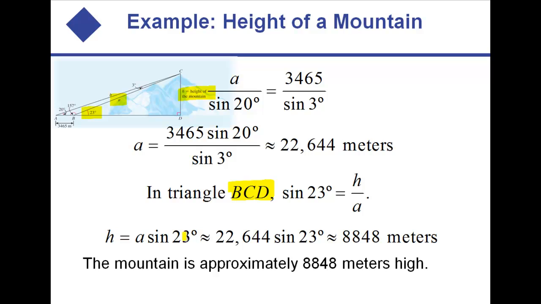Multiply both sides by A. So now we have H equals this. Plug in our A, figure out sine of 23 in our calculator, and we get that the height is almost 8850, right? 8848 meters high.